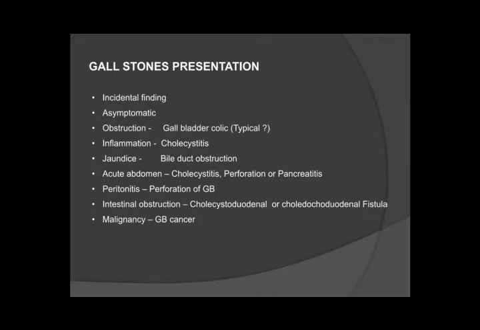The other presentation that could happen is an asymptomatic patient. Again, a patient who just presented to you with some other XYZ complaint, and we find out that he's asymptomatic but has gallstones. Otherwise, there may be one or two signs. Obstruction could cause gallbladder colic, which is a typical presentation of gallstones, in which the patient is constantly complaining of pain in the right upper quadrant or right hypochondrium. The pain is usually aggravated after meals. When he consumes food is when the pain is aggravated.